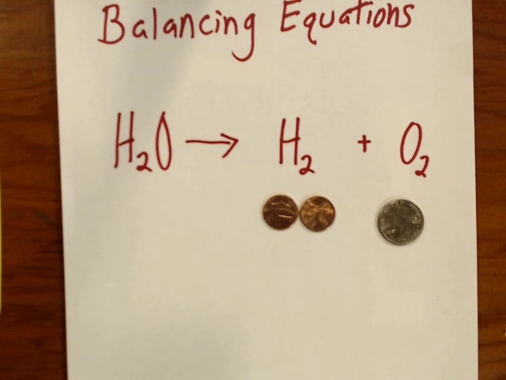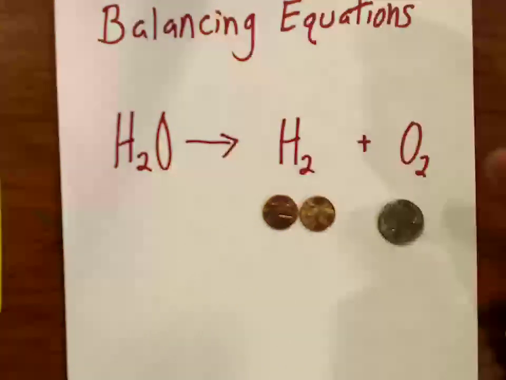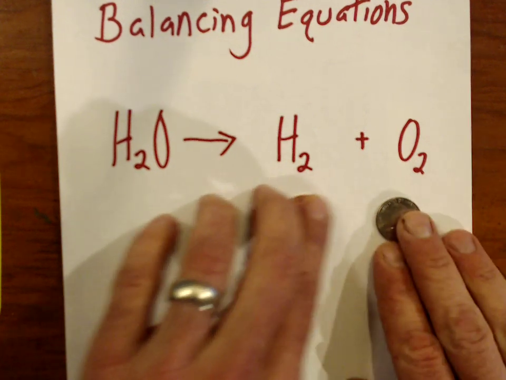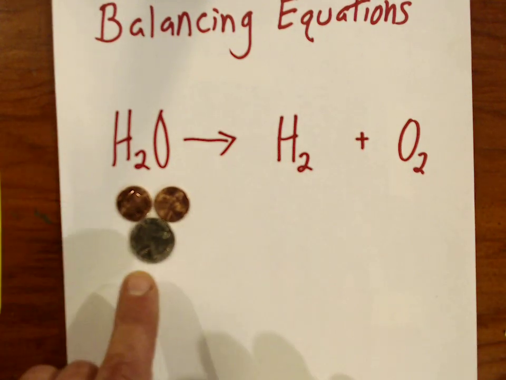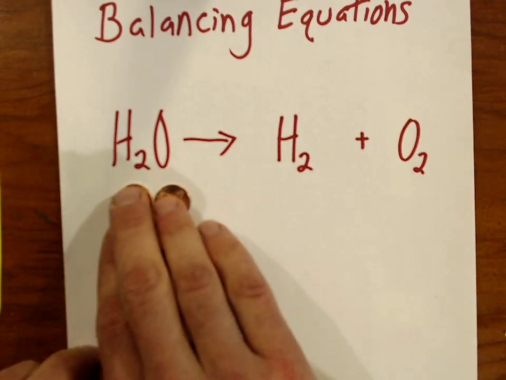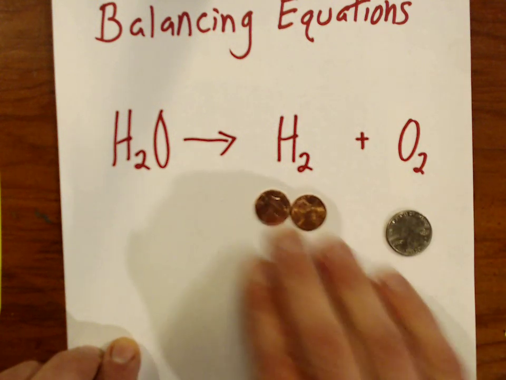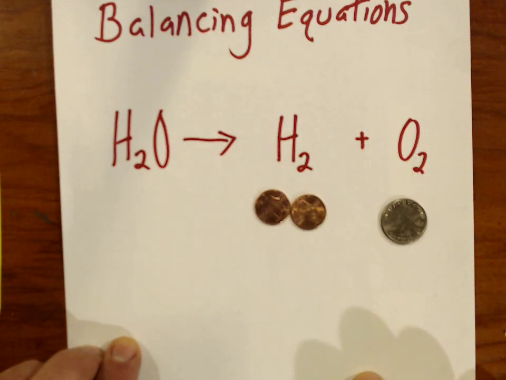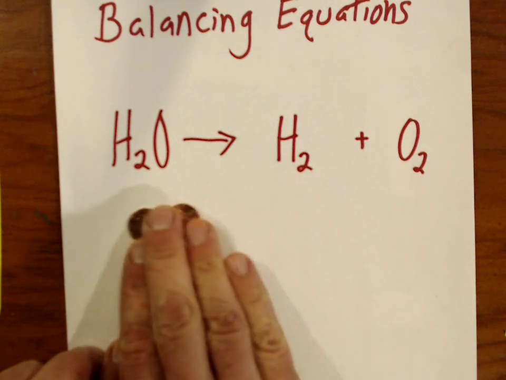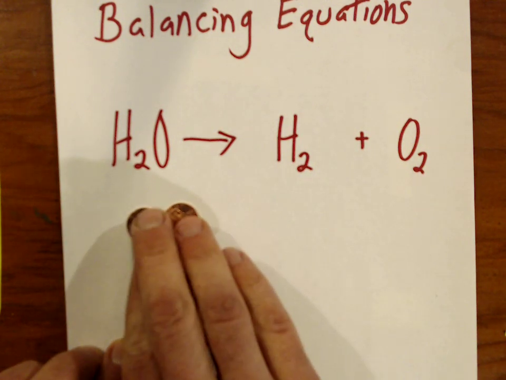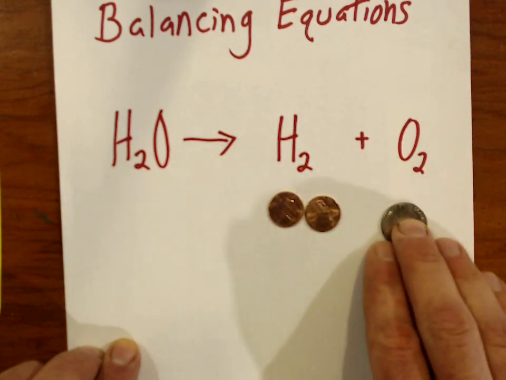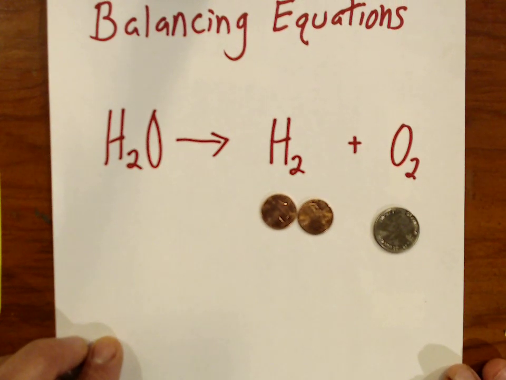This is what we mean by an equation that is unbalanced. The left side of the equation, the reactant side, has one atom of oxygen, but the product side shows two. There are not enough oxygen atoms on the left side of the equation to make the oxygen on the right side. So what do we do about this?